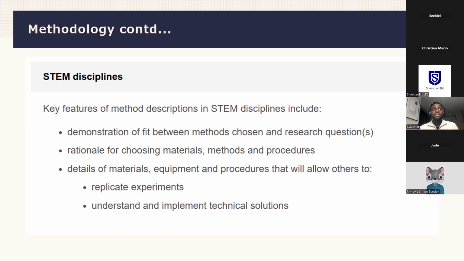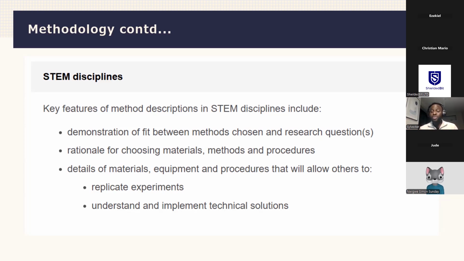Every detail, so that if I read your paper and I want to do it myself, I should have all the details to allow me to replicate and get the same results. It's important because research is a continuum, and every day new technologies are coming up. People are testing, just like you are doing a literature review of other people's work. Your own work will be reviewed by other people.